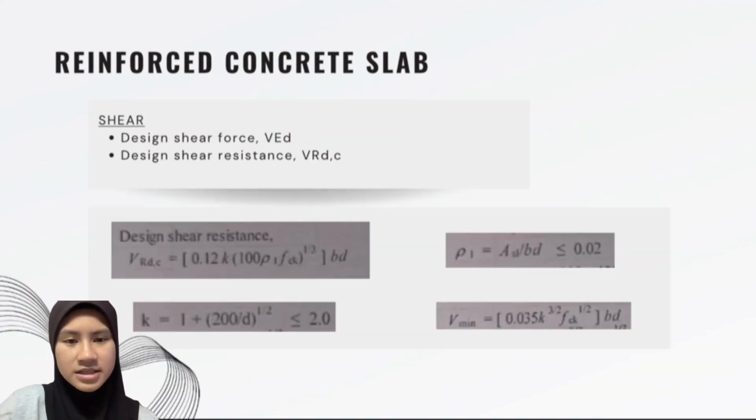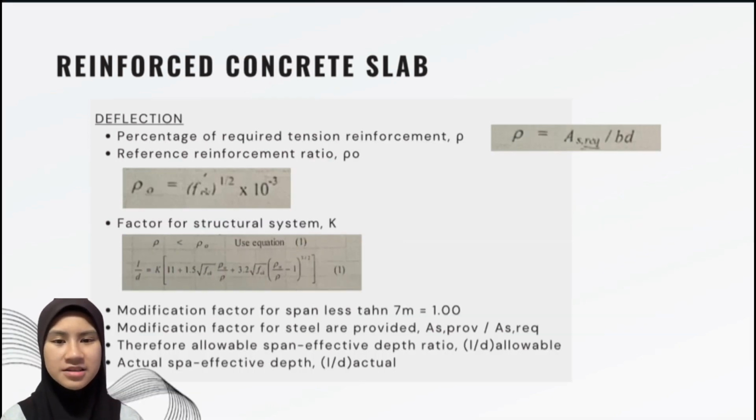After that, calculate the shear reinforcement. Design shear force VEd, design shear resistance VRd,c to get the shear value. Next, calculate deflection. Percentage of required tension reinforcement ρ, reference reinforcement ratio ρ0, factor for structural system K can be viewed from table to determine if it's one-way or two-way slab.